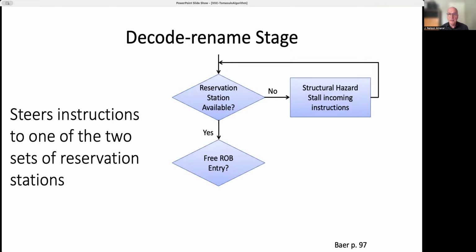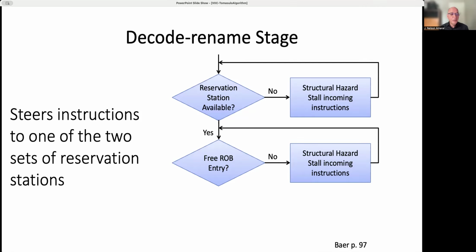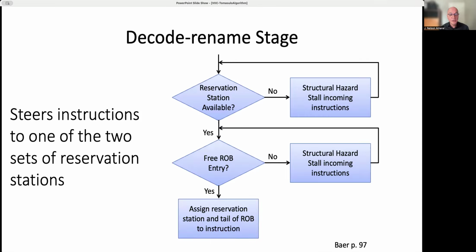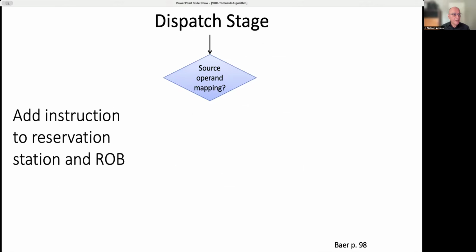If there is a place for the instruction in the reservation station, we also need to have a place in the reorder buffer. If the reorder buffer happens to be full, then there is no place available. We have a different type of structural hazard now because we cannot proceed without an entry in the reorder buffer. If we have both of these resources, then we can assign a reservation station to that instruction, and we can place that instruction in the tail of the reorder buffer so that it can be ordered in the order that it should be retired.